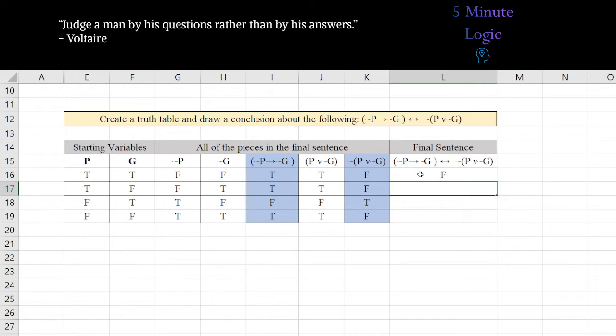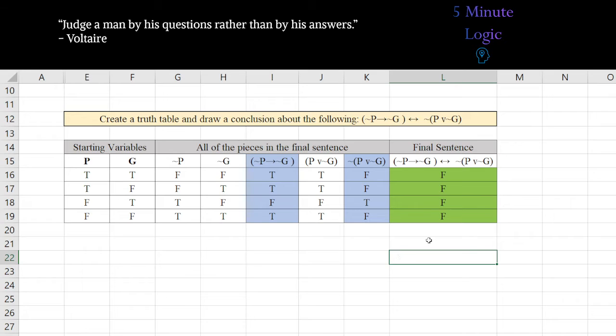Okay. True, double arrow, false. That's also false. False, double arrow, true. Hey, that's false. And true, double arrow, false is false. Okay, so then the final sentence has an entire column of false. What does that actually mean? How do you interpret that?